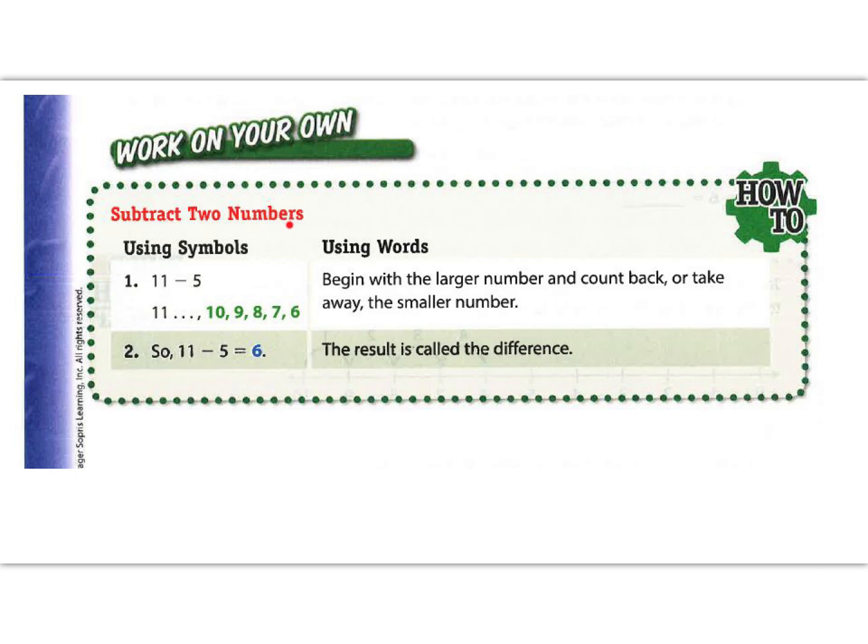All right, subtract 2 numbers. When we say with words, begin with a larger number and count back or take away the smaller number. 11 minus 5. So if you go backwards, 1, 2, 3, 4, 5, then 11 minus 5 is 6. The result or answer is called the difference.